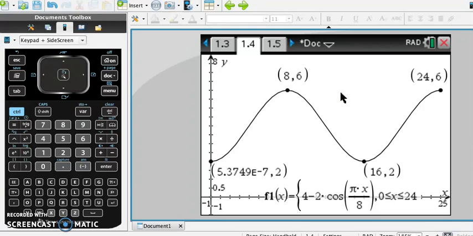So there's my graph, all right? So what do we need to do? How much time elapses between each low tide? So from low tide to low tide, it's going to be 16 hours, isn't it? And that's the same as the period of the function, which you can work out by doing 2 pi on n. So we've got 16 hours for part B.